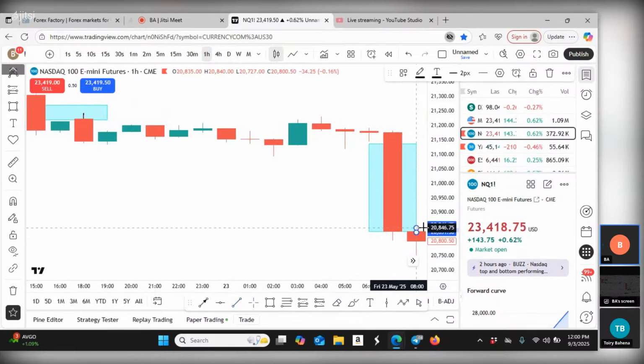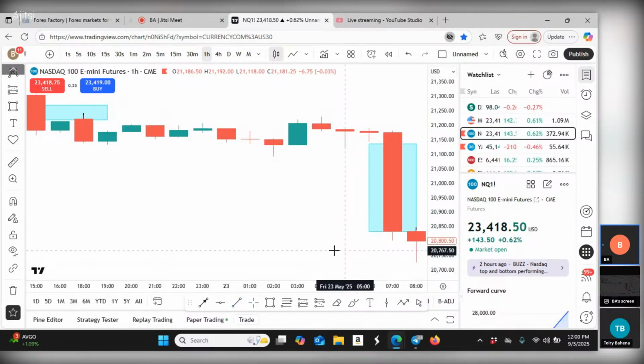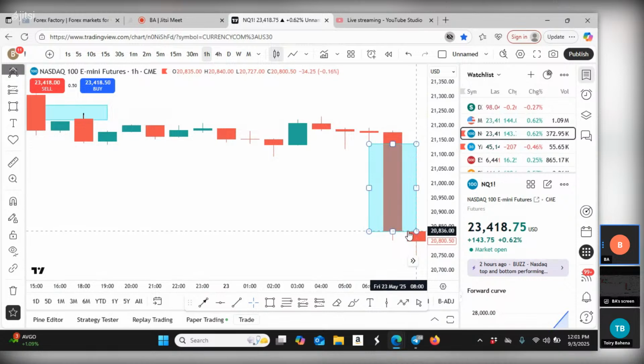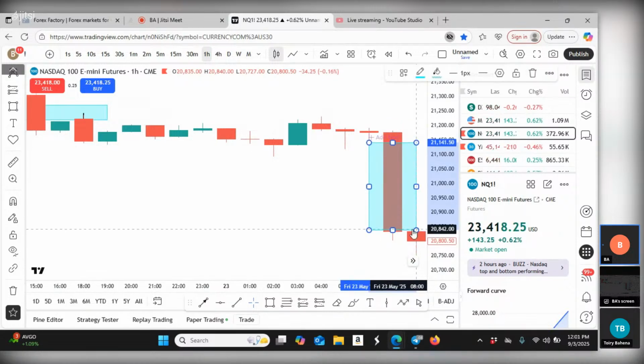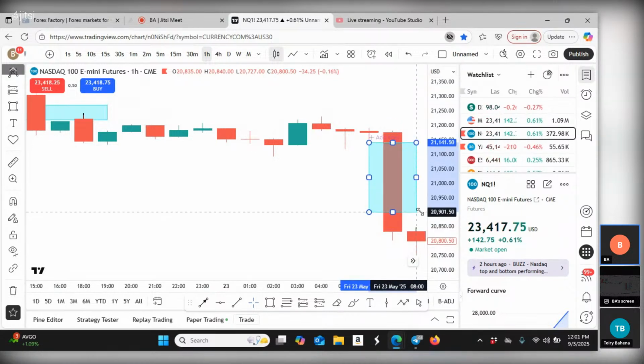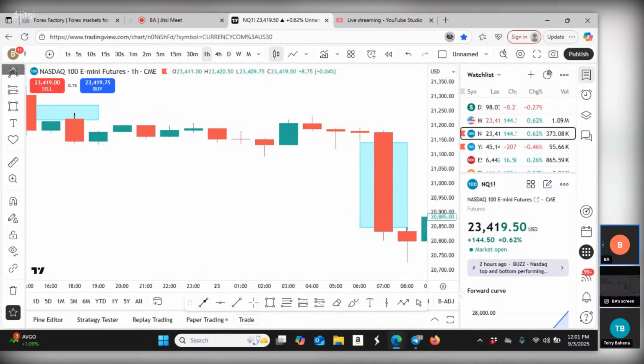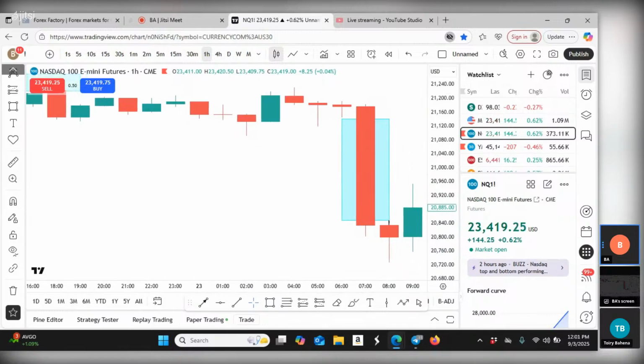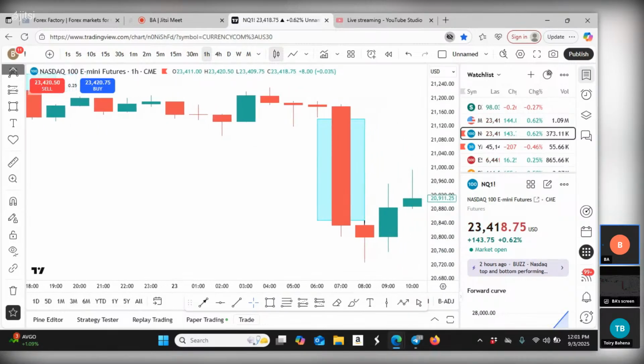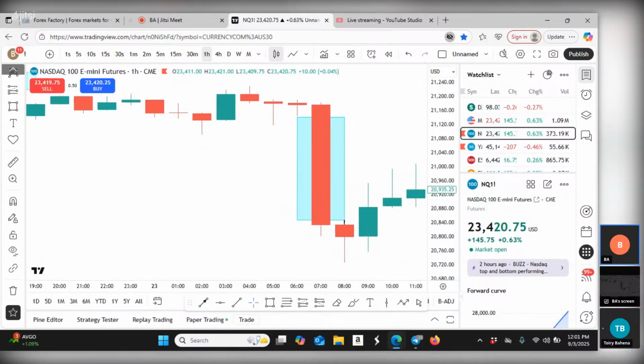You see how it stopped right there? So this gap area is still open. You want to put your box on the area that is still open. Eventually in the future, it's going to try to fill in this gap. And you see how it's buying back up, slowly filling, offering buyers into that gap.